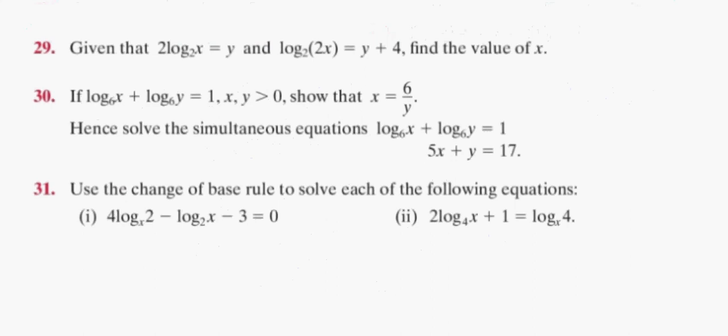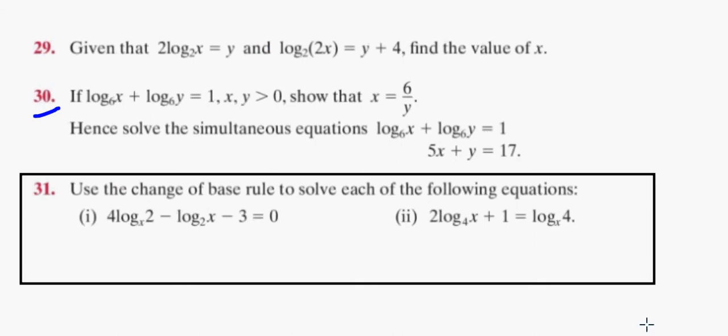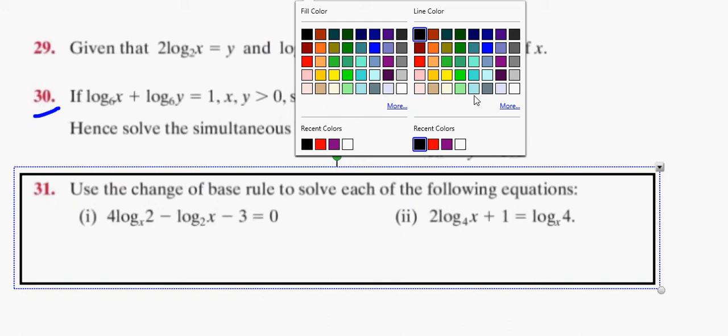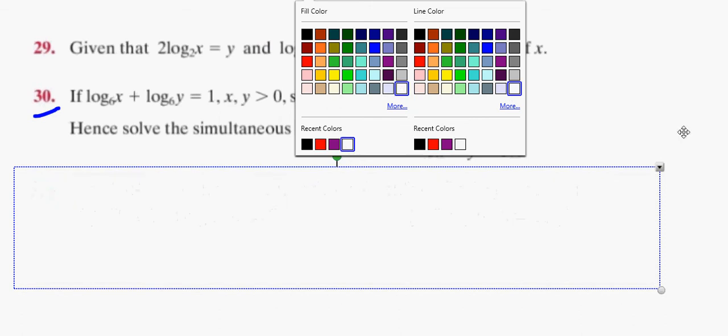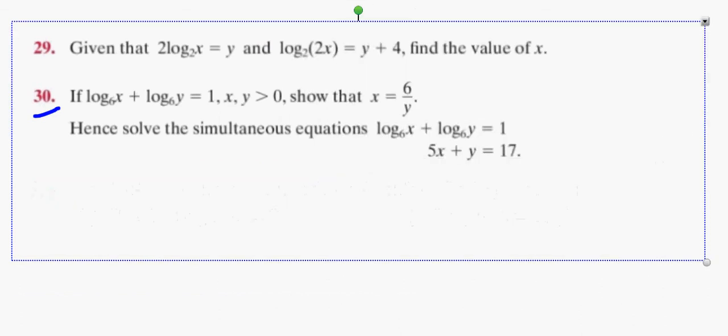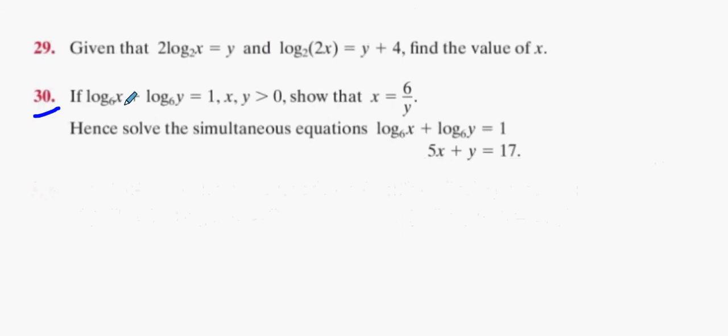Oh dear. Oh, 2 minutes. Alright, hell with it. Question 30. I should get this done in 2 minutes. I hope. Alright, so question 30, guys. Looks like this. Alright. If log x base 6 plus log y base 6 equals 1, show that x equals 6 over y.